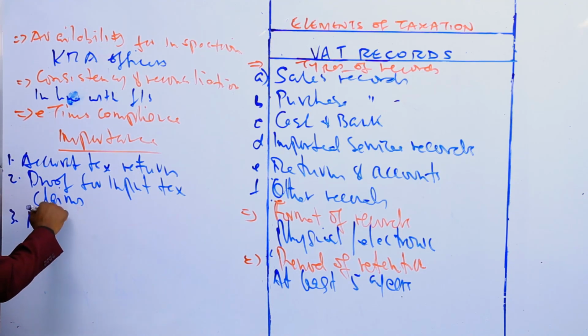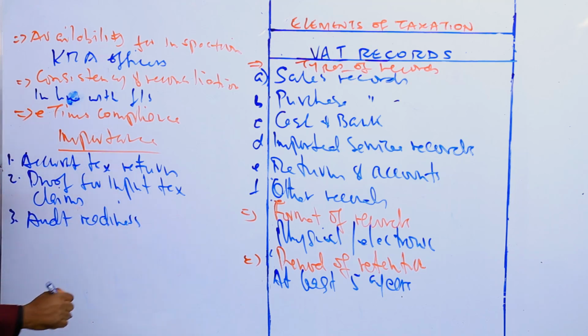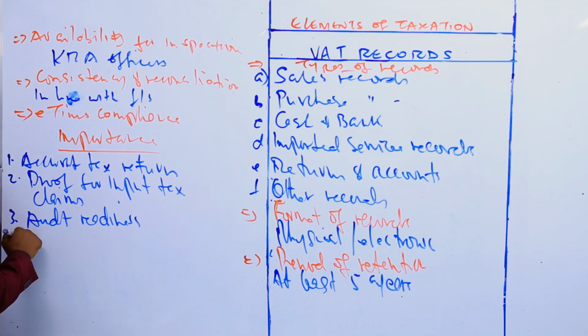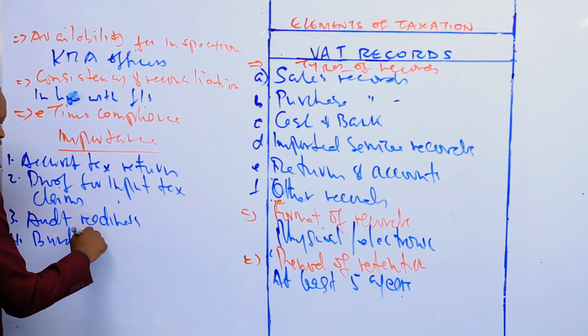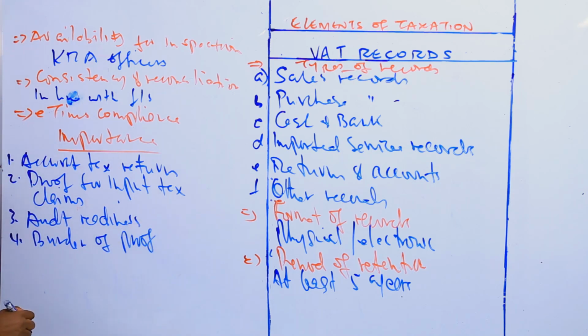Three, audit readiness. These records facilitate smooth KRA audits and reduce the likelihood of disputes, penalties, and additional assessments. Another reason is burden of proof. Under the Tax Procedures Act, the burden of proving that a tax assessment is incorrect lies with the taxpayer. So without sufficient supporting documentation, it becomes difficult to challenge KRA's assessments.